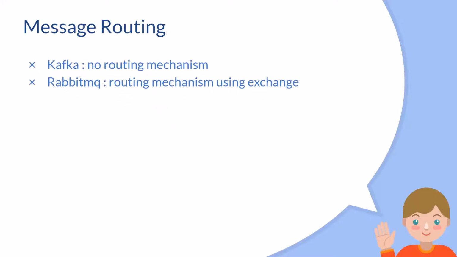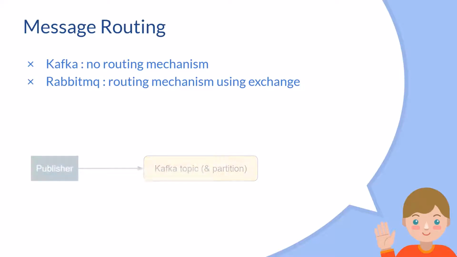Kafka does not have a routing mechanism for messages. RabbitMQ has a routing mechanism using exchange, which routes the message into one or more queues. In Kafka, the publisher tells which topic to write to and optionally the partition, and Kafka will publish the message to that specified topic.